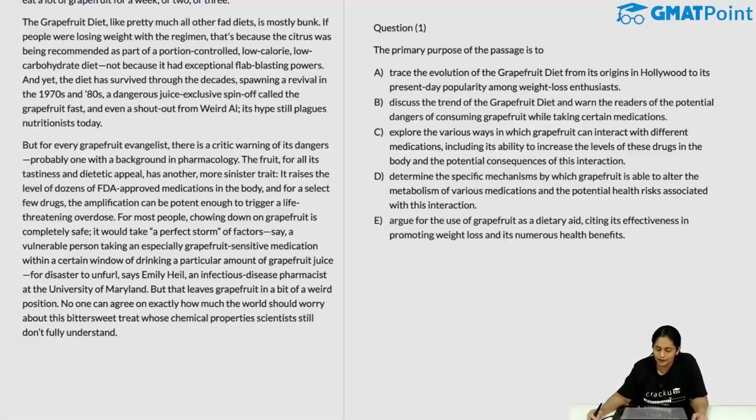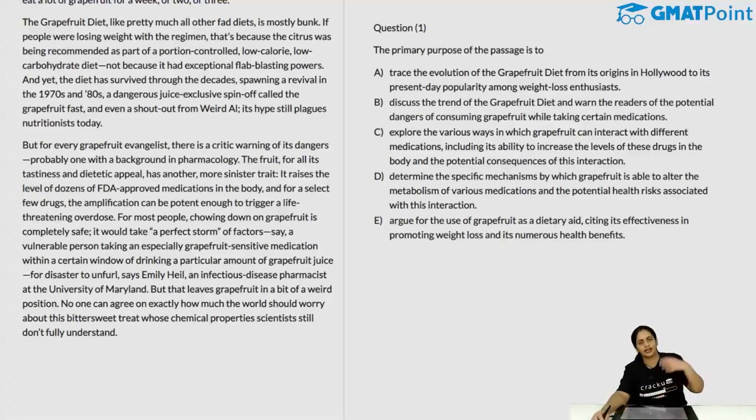Trace the evolution of the grapefruit diet from its origins in Hollywood to its present day popularity among weight loss enthusiasts. He essentially does introduce what happened, okay, in the 70s and 80s it survived. But the point is not actually tracing its evolution.